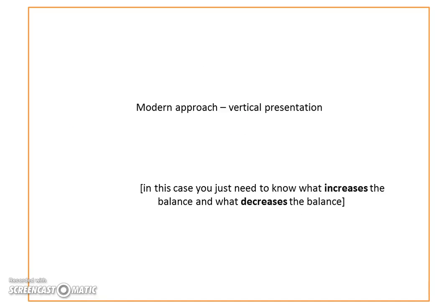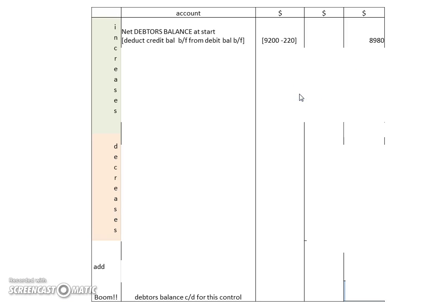The other method is the more modern method now, the vertical presentation. In this case, you just need to know what to increase and what to decrease. Sometimes it doesn't even matter what order you put them in, as long as you add the increases and subtract the decreases. So let's tackle this. So set it back up. Notice what I did. I brought the two balances together, subtract the credit and the debit, and put in one figure. So the 9,200 minus the 220, I put it in as 8,980.